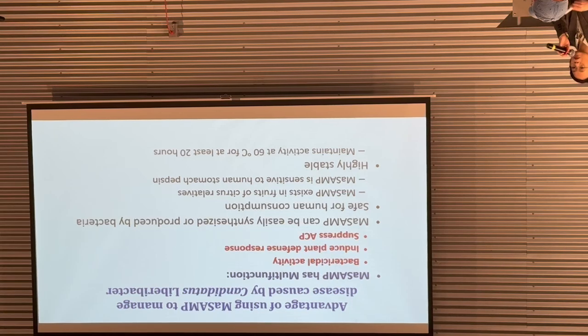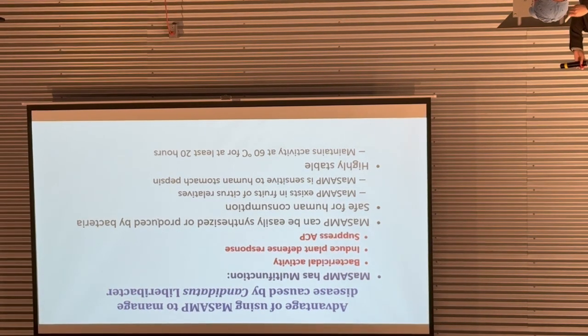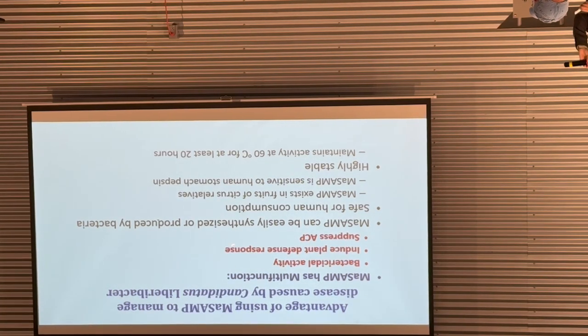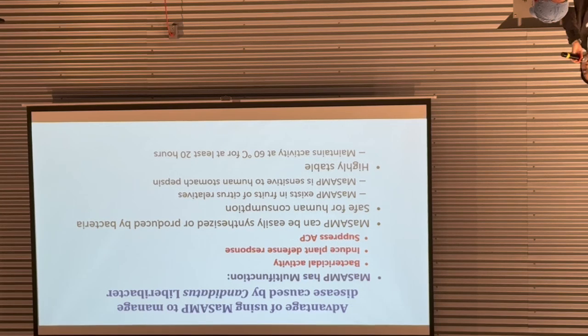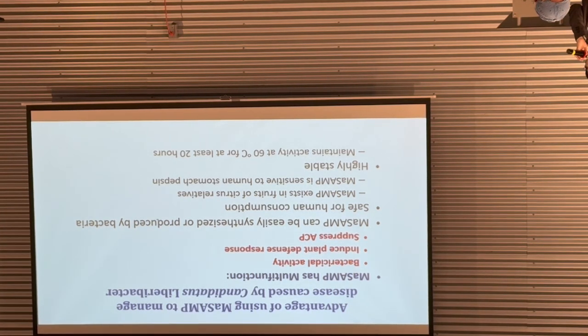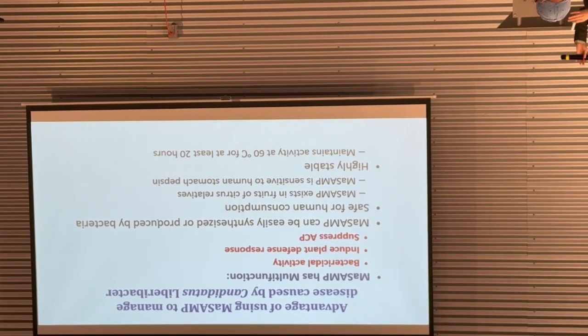So basically, until now, we have proved this peptide has bactericidal activity, and it also can induce the plant defense response. That's why it makes the plant not favored by the Asian citrus psyllids, so it can also suppress psyllid growth and reproduction on the treated plants. This peptide can be easily synthesized by a chemical approach and still have the activity, and it can also be produced by bacteria and by the plant itself. And we have done some tests.